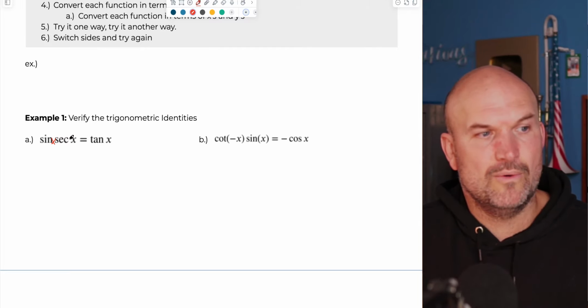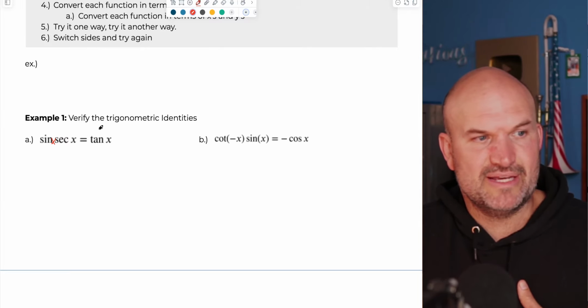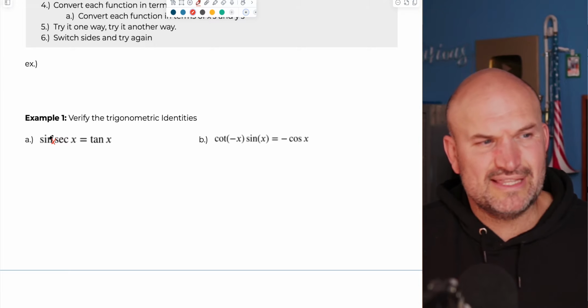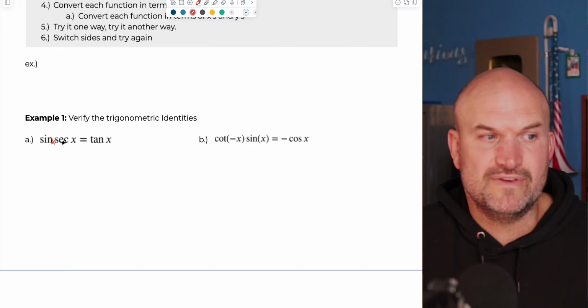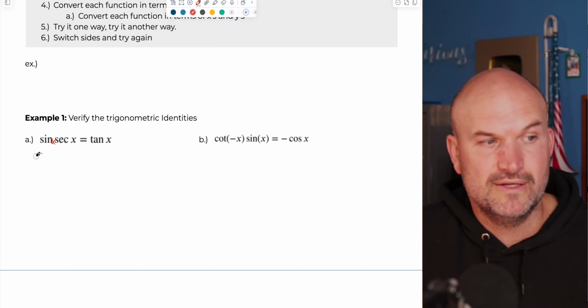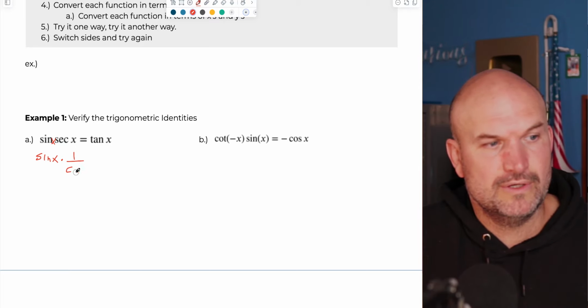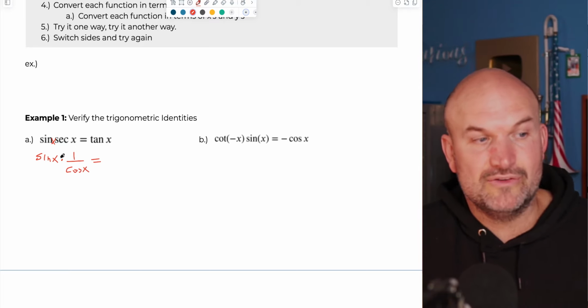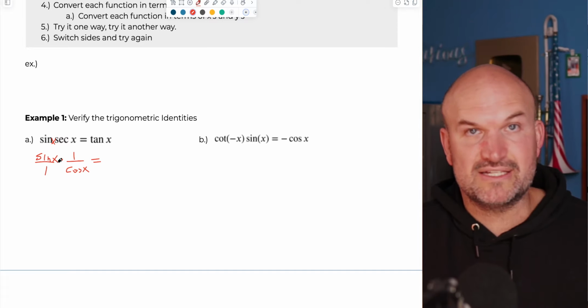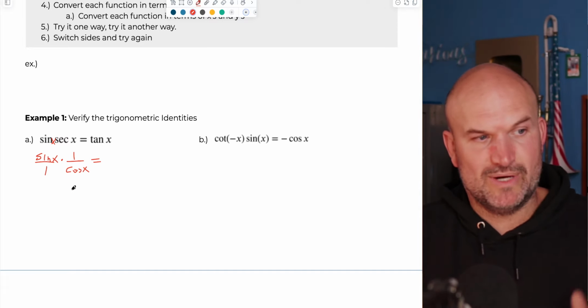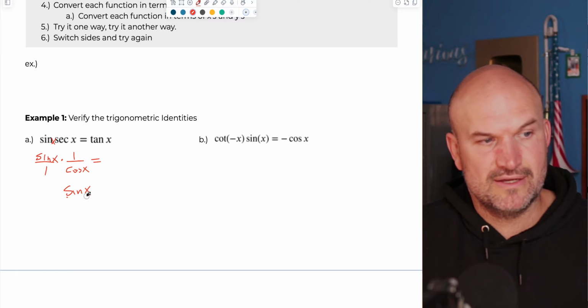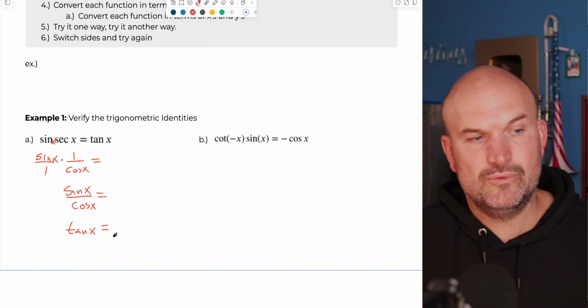So again, we want this side to look like tangent. I think the easiest thing for me to do in this case is just to rewrite secant in terms of its reciprocal identity, which is 1 over cosine. So I have the sine of x times 1 over cosine of x. Now you can see I can rewrite sine of x as sine of x over 1, multiply straight across, and I get sine of x over cosine of x, which we know, using the quotient identity, is equal to tangent of x.